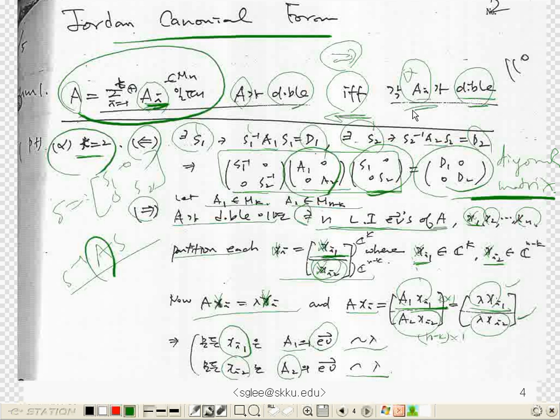We want to show that each of these A_i are diagonalizable.